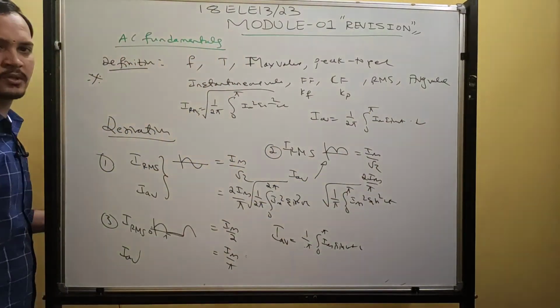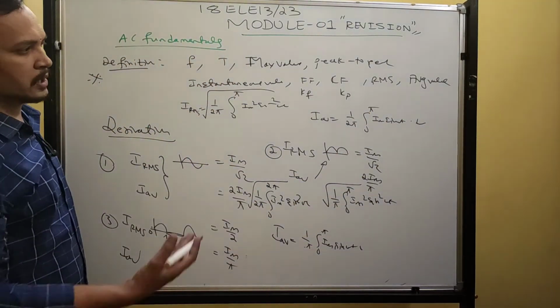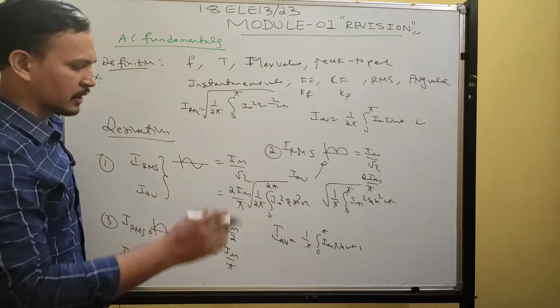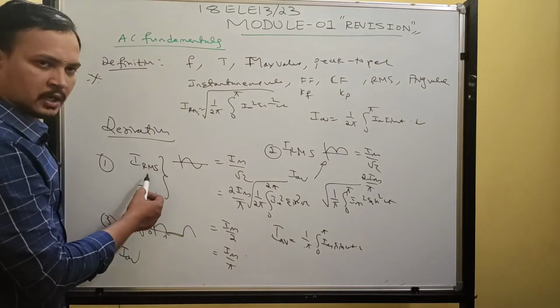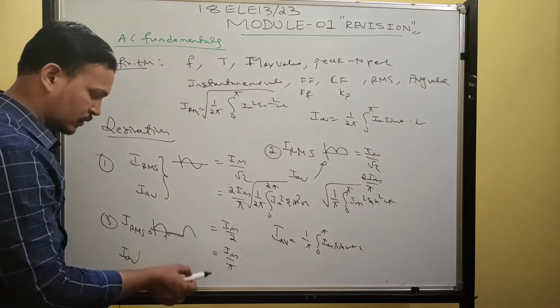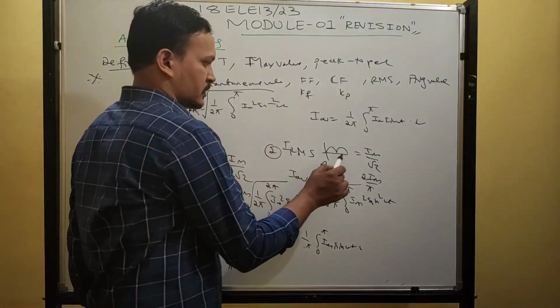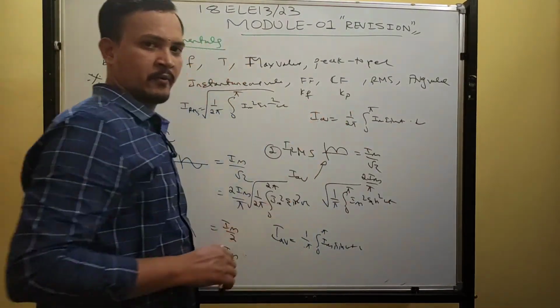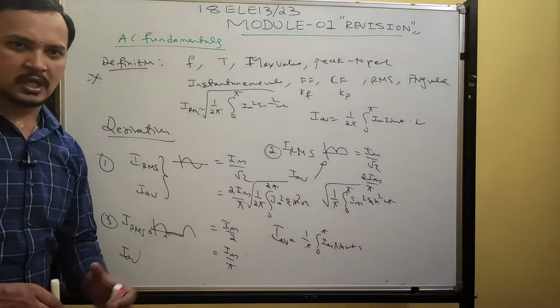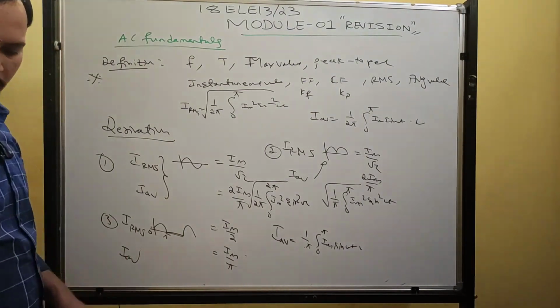Rest everything is basics. Whatever you learned in plus 2, apply the mathematical concept. So you will get the final answer like this. Im by root 2 for RMS of sine waveform, and Im by 2 for half rectified, and IRMS is equal to Im by root 2 for full rectified waveform. I have given a table, just go through the table. So this is about one part.